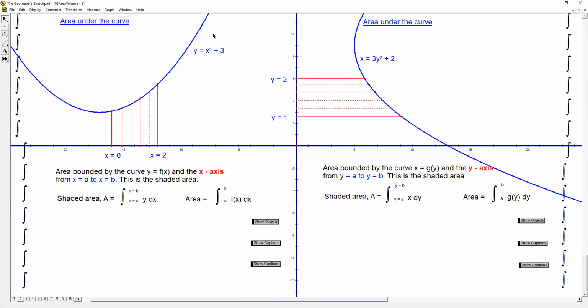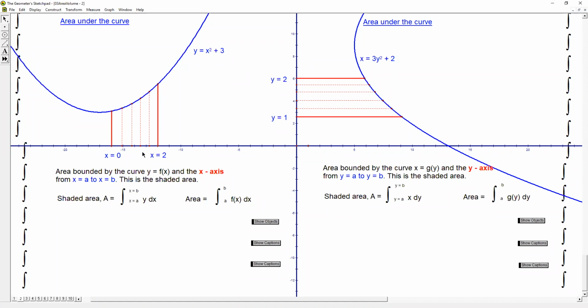This example is we have a curve y equals x squared plus 3. Now can you see this function here, y equals x squared plus 3, on the left hand side? Then the area is between the curve and the x-axis from x equals 0 to x equals 2. So these four lines enclose a certain area, and I want to find what is this area enclosed by these four lines. So this is the case of area between the curve and x-axis.